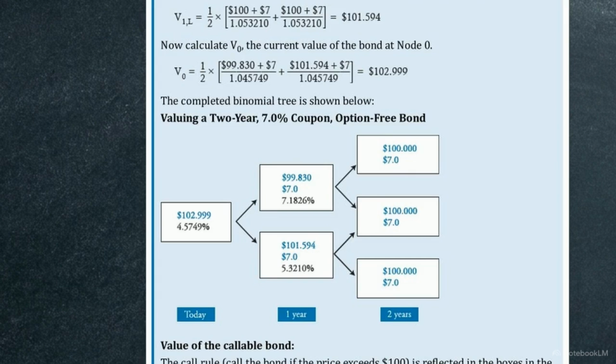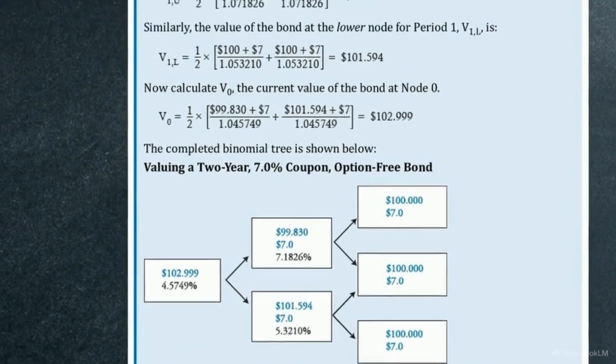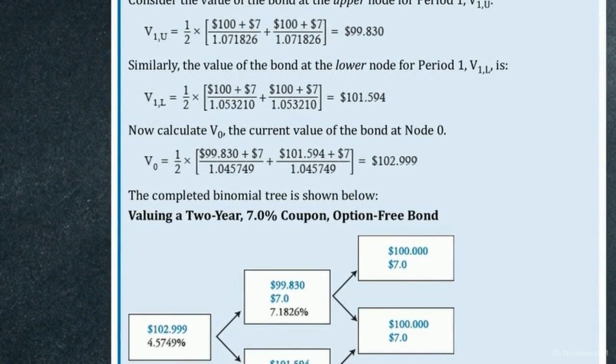To find the bond's value today, we use backward induction. We start at the end of year 1 and discount the year 2 cash flows back 1 period. For the upper node, we take the $100 par value plus the $7 coupon and discount it using the 7.1826% rate located exactly at that specific node. That gives us a value of $99.0830. We repeat that exact same logic for the lower node.